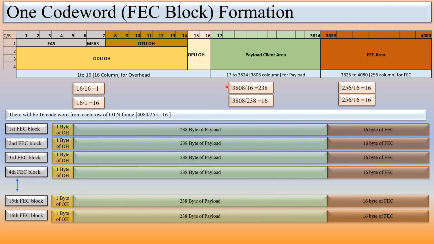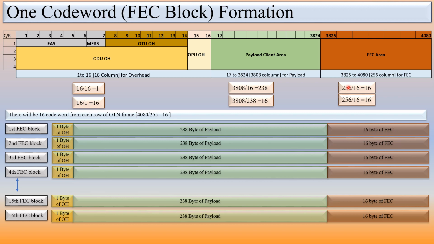In the same way, in the first row in the payload area, there are 3808 bytes, and if we are creating 16 FEC blocks, then 238 bytes in each FEC block are from this payload area. So you can see here 238 bytes in each FEC block are from the payload area. In the same way, 256 bytes are fixed for the FEC area.